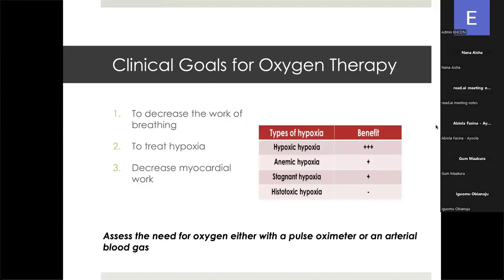So, clinical goals of oxygen therapy. This is where we're using the information we just learned. You're giving oxygen therapy for a few reasons. You're doing it to decrease the work of breathing. We're using it obviously to treat hypoxia, and we're also using it to decrease myocardial work. For instance, this is a very classic example of why we give oxygen in heart attacks.